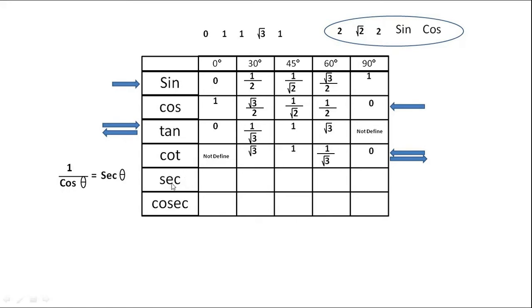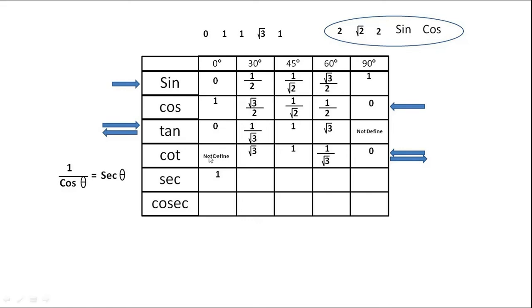Dear viewers, now the terms for sec. We know that 1 by cos theta represents sec theta, that is, sec theta equals 1 by cos theta. So we can easily get the value of sec by using the values of cos. In this case, we will reverse the value of cos for as many degrees as we need, and we will get our desired values. So for sec 0 degree, we take the value of cos 0 degree, that is 1, and now we will reverse it. It is 1 by 1, and that represents 1.